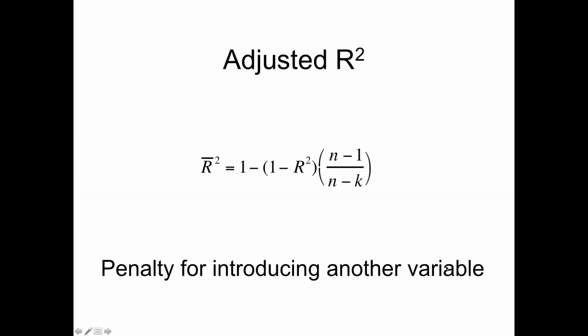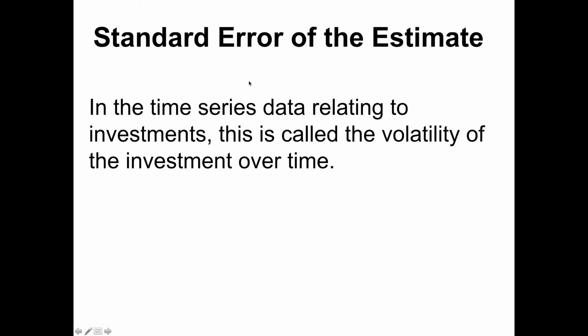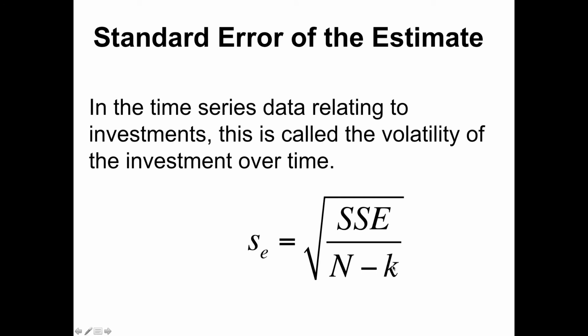Now, if you add an extra independent variable, you'll invariably increase the R squared. But that's a false increase, right? So we want to get a good, accurate view of the fit, and so we pay a penalty for introducing a new variable. This is the adjustment. This is the value that you see in Excel under adjusted R square. Now, the standard error of the estimate is also called volatility for a model, and it's equal to this. I'm bringing that up because we'll be using it later on.